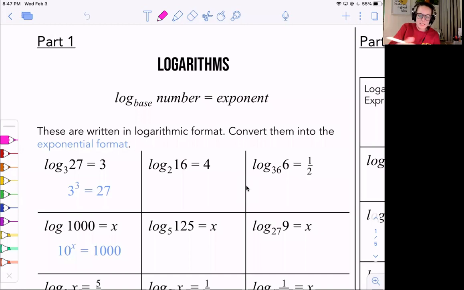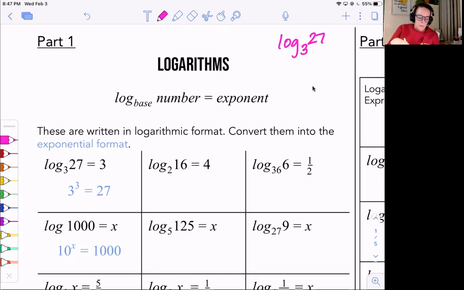So you may have seen this in the past, but a logarithm is anything that uses the abbreviation log and might have a base number here and then a number here like that. So this would be a logarithm. A logarithm is a fancy way of writing an exponent. So what we see here is the log is here, the base is what this little number is called. The number is here, and then it equals an exponent.